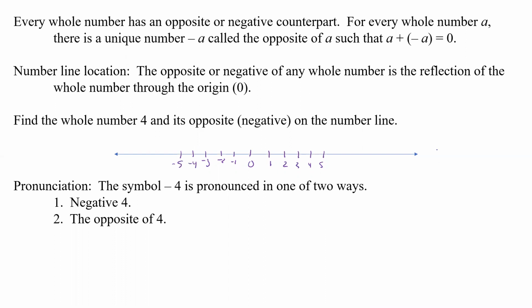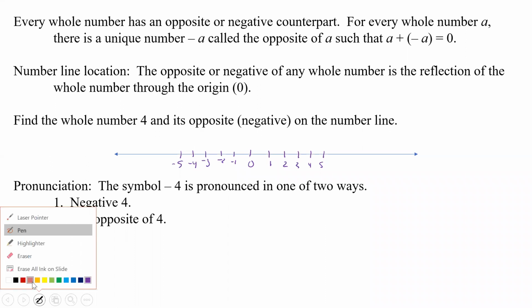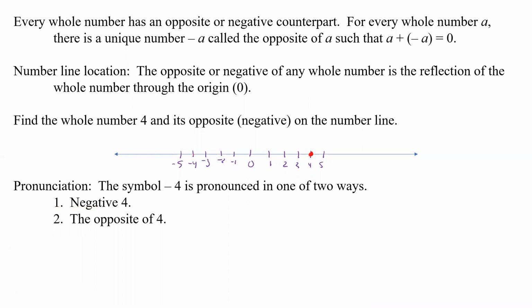And that continues on all the way to positive infinity and all the way down to negative infinity. There's a positive and negative for each whole number. There's a positive, which is the a, and then the negative a is going to be the opposite of that. Okay, so it says find the whole number 4 and its opposite or negative on the number line. Well, 4 is going to be right here. Let's make that a different color. Here's our 4, and then the opposite of 4 is over here. If I drew everything to scale, this distance here is going to be equal to this distance because we're reflecting across the origin.